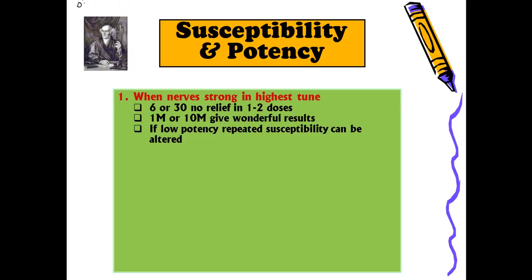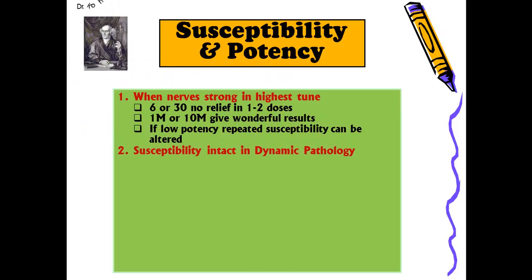If low potency is repeated again and again, then what happens? Susceptibility can be increased, as in drug proving. What is happening? We are repeatedly giving a low potency to a person who does not have any disease, a healthy prover. As a result of repetition, the changes come, but that is with the low potency. So if low potency is repeated, susceptibility can be altered.